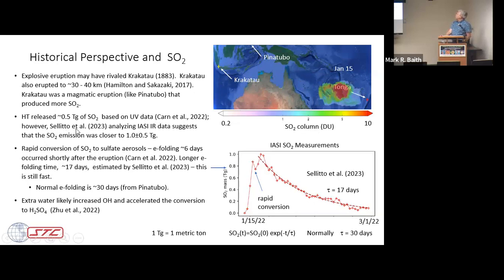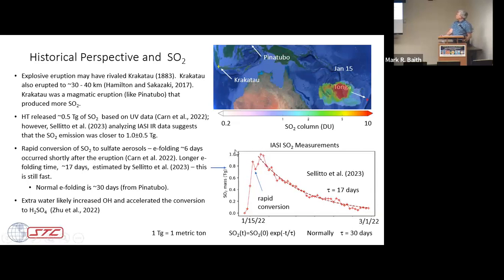But there's been a recent paper by Soletto in 2023 analyzing the IASI data, and he suggested that maybe we were closer to 1 teragram, about double the amount of SO2. And it may have been because the eruption clouds blocked some of the UV backscatter, and so we didn't get to see all the SO2, whereas the IR measurements do a better job.